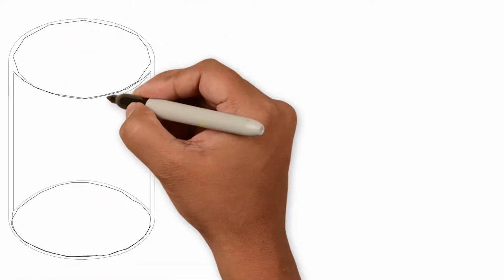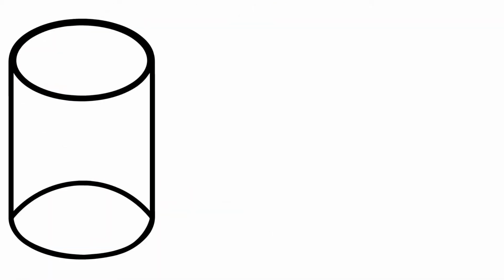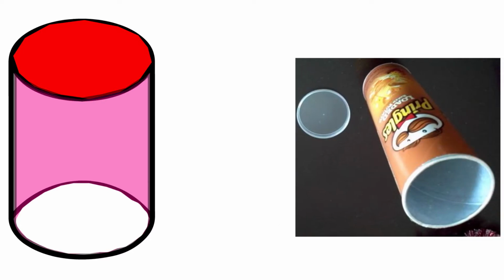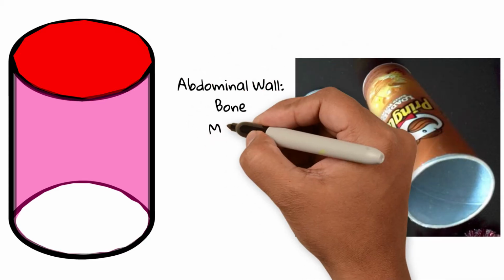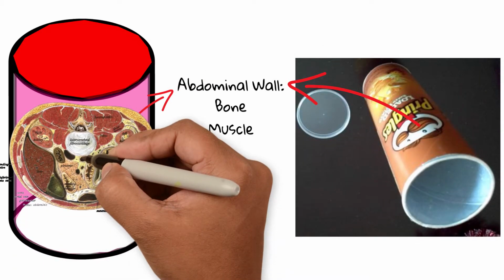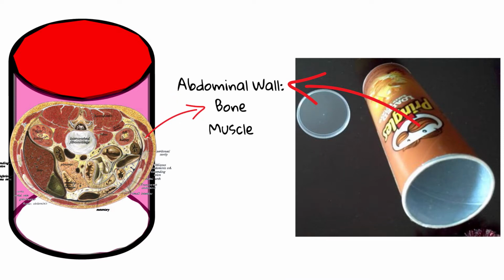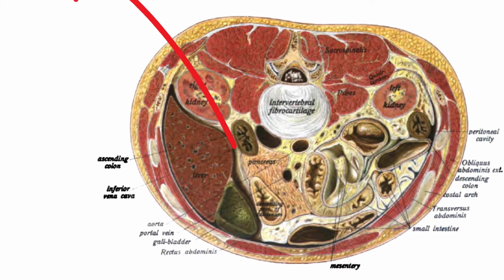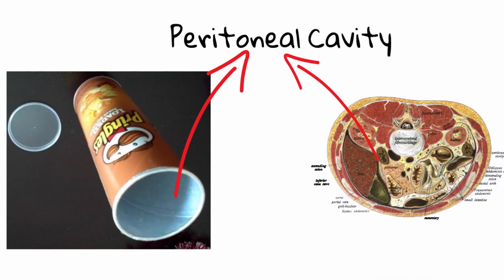Well, yeah. Consider the abdomen as a cylinder, but as a cylinder that only has the lid in the upper part, but not below, similar to a kind of Pringles upside down with the lid removed. The abdomen is made up of a wall formed by bone and muscle on the outside, like the walls of the Pringles container. But inside it's hollow. That space in our cylinder in the abdomen, we know it as the peritoneal cavity.